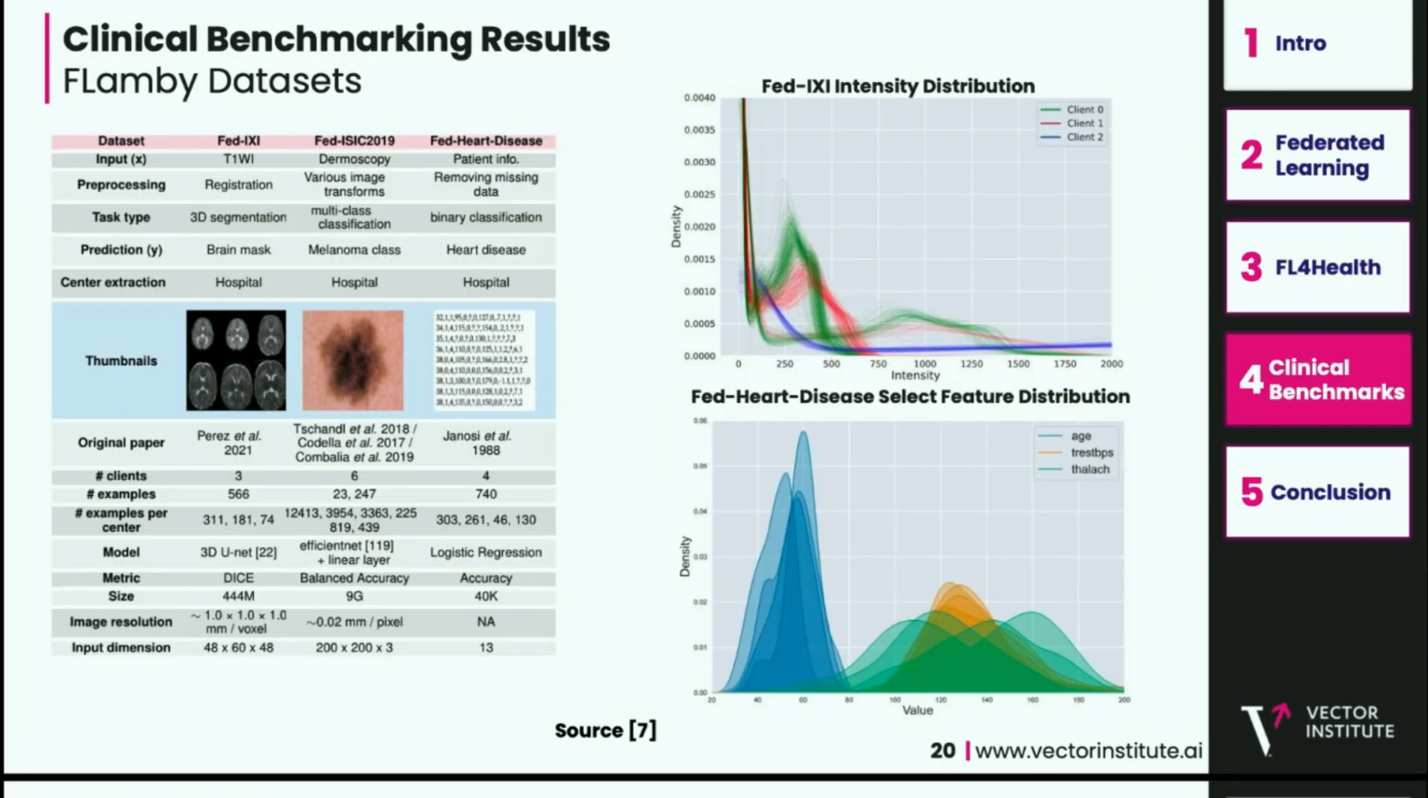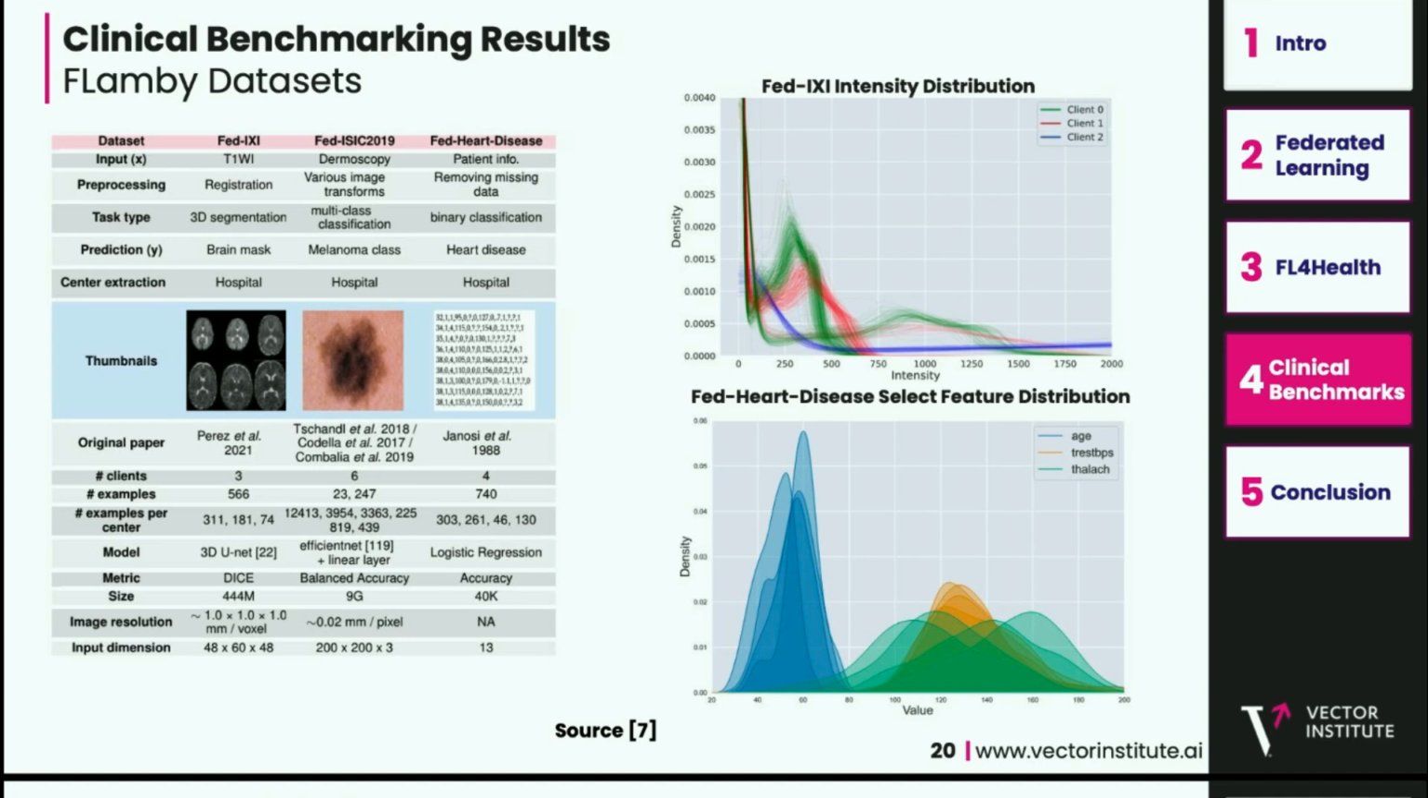So, changing gears to talk about some clinical benchmarking results that we obtained with federated learning for health. This first set of benchmarks is called FLAMBI, and it's datasets sourced from real hospitals for a variety of different tasks. So we have 3D segmentation tasks from MRI scans, a multi-class classification task, and then also a tabular prediction or binary classification task.